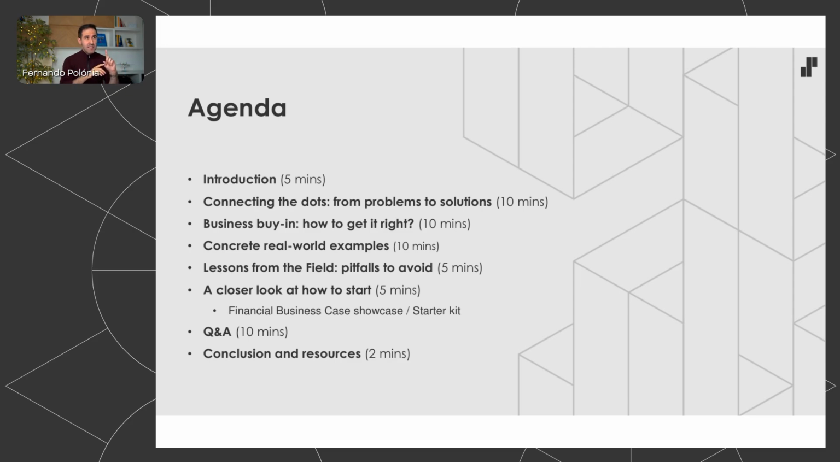Lessons from the field. So far, we have covered what to do. We will also look at what not to do. And finally, how to start. So this is very actionable, very resource-oriented. We're talking about checklists. We're talking about canvases. We're talking about tools that you can grab and use in your own initiatives. Finally, a space for Q&A, and that's a wrap.